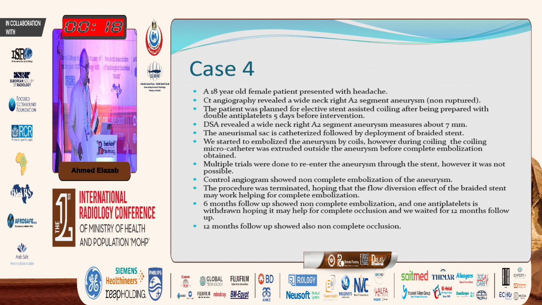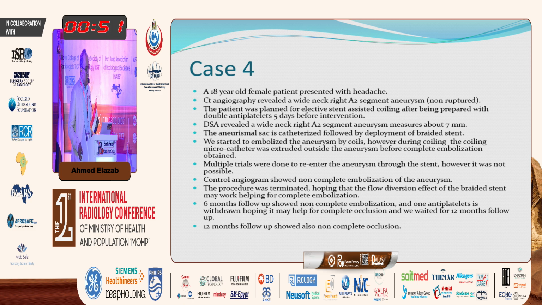An 18 years old female presented with headache. CT angiography revealed right A2 segment aneurysm. The patient was planned for elective stent-assisted coiling after being prepared by double antiplatelet 5 days before the intervention. Digital subtraction angiography revealed right A2 segment aneurysm, 7 mm in diameter, wide neck. Aneurysmal sac is catheterized, followed by deployment of braided stent, and we start to embolize the aneurysm with coils.